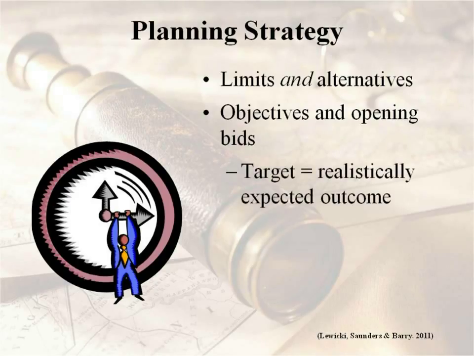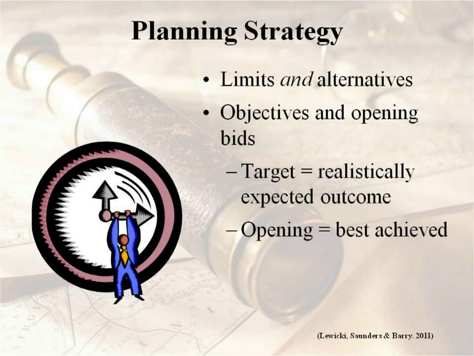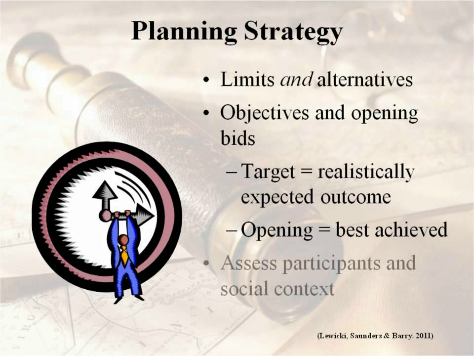Your target is the outcome that you realistically expect. You can't expect to get everything, though some folks do. And opening is the best that can be achieved to start with, and you hope to settle somewhere in the middle. And you assess the constituents, the parties, the people who are involved, and the social context of the negotiation.